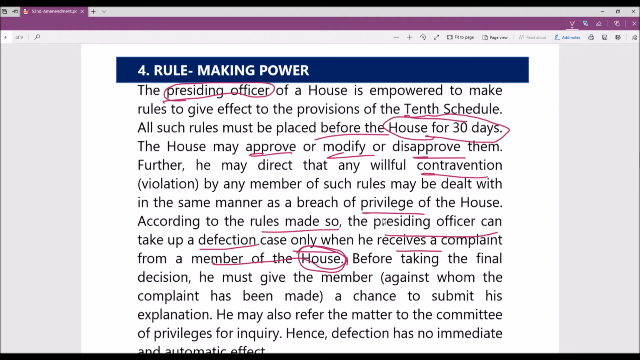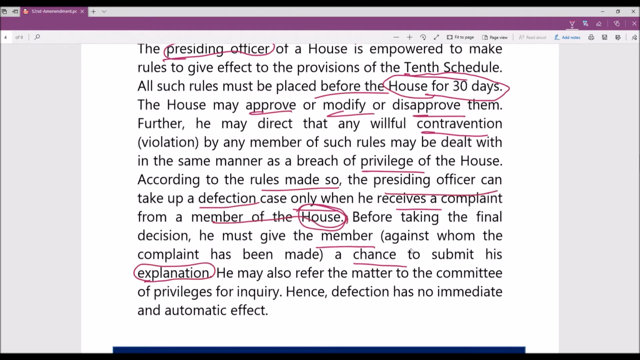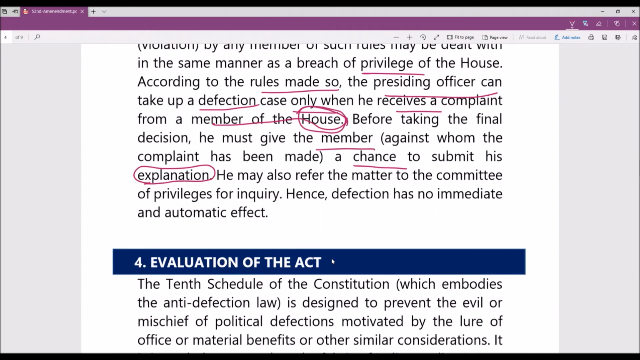Before taking the final decision, he must give the member against whom the complaint has been made a chance to submit his explanation. If somebody is complaining that XYZ member is violating the rule of the House, the member in question will be given a chance to explain why he is conducting himself like this, against the rule of the law or against the rule of the House. Hence defection has no immediate automatic effect.